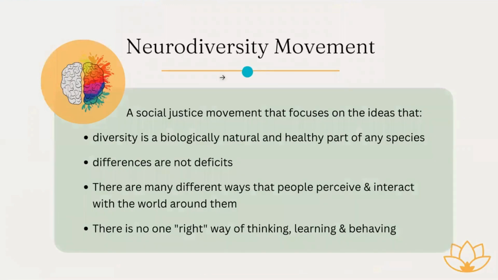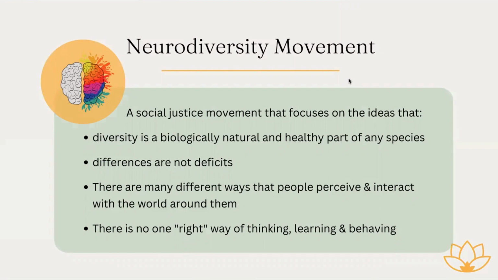So I want to go ahead and get started on this presentation today by talking about the neurodiversity movement, because this is going to give us the lens with which we're going to look at all of the rest of the content today. So for those of you who are unfamiliar, the neurodiversity movement is a social justice movement, and it focuses on ideas that diversity is a biologically natural and healthy part of any species, including the human species, and therefore differences in brain functioning and brain development are just that. They're differences and not deficits.